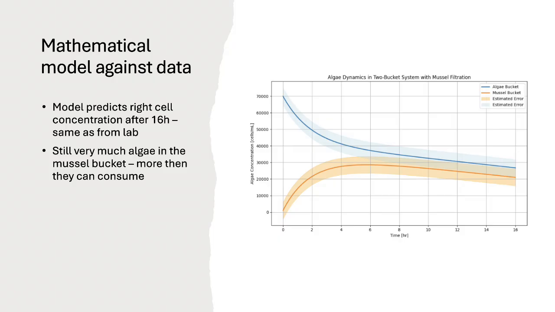We went back and revised our mathematical model. We checked the units and capped the maximum cells the mussels can filter. The model was then used to simulate our 16 hours overnight experiment. After 16 hours, the model arrives at a similar algae concentration as measured with the cell counter in the lab. However, nevertheless, we can still see a very high cell concentration in the mussel bucket.